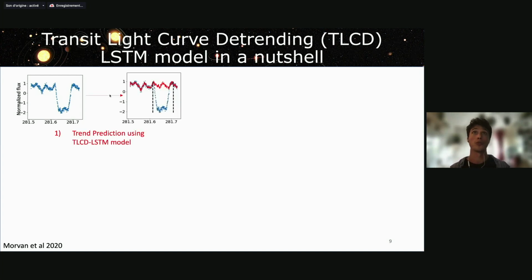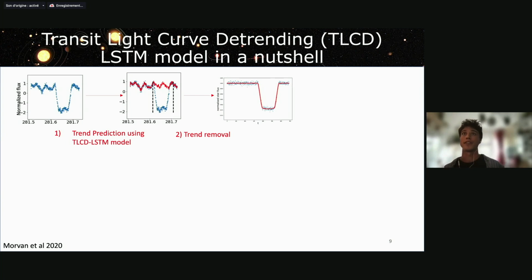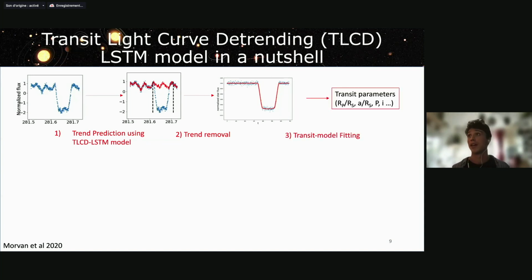We trained a model to learn the noise structure and impute the signal during the transit, by neglecting the transit, if you like, in the first instance. Then we remove this trend and finish the pipeline with a classic transit model fitting, from which we extract the transit parameters.